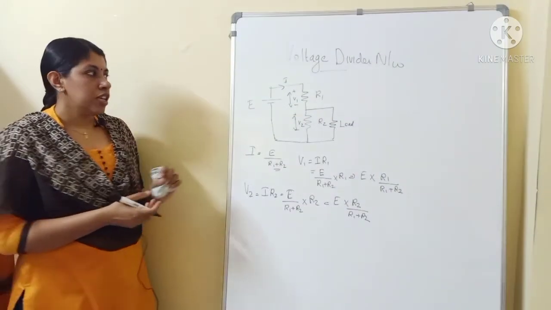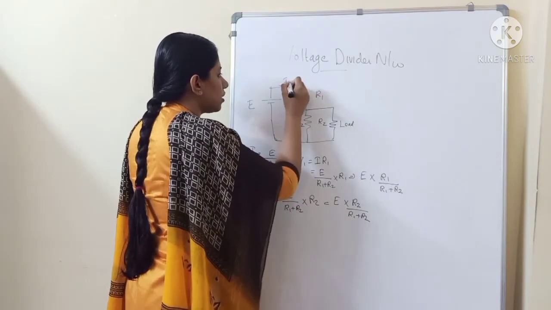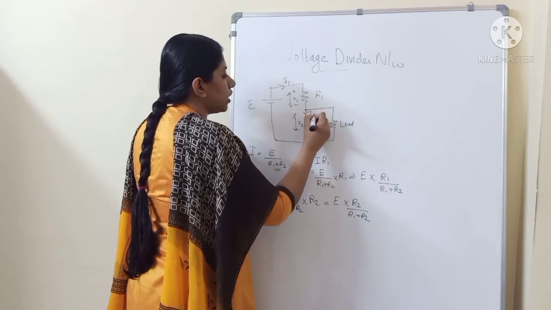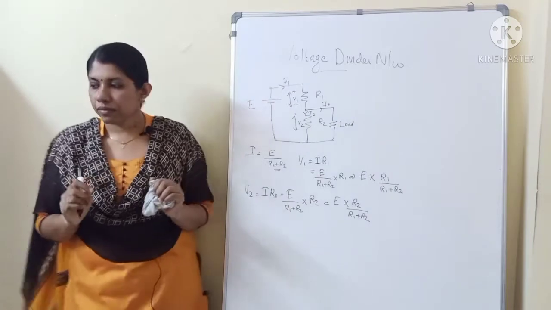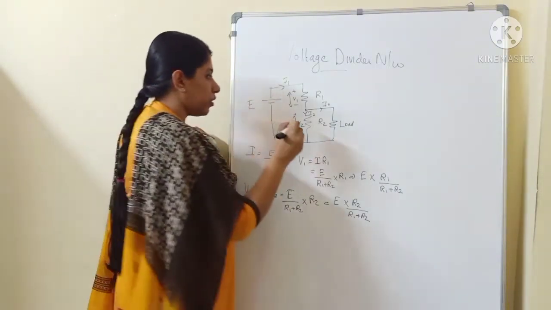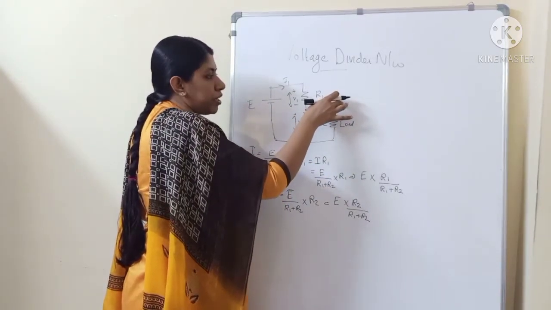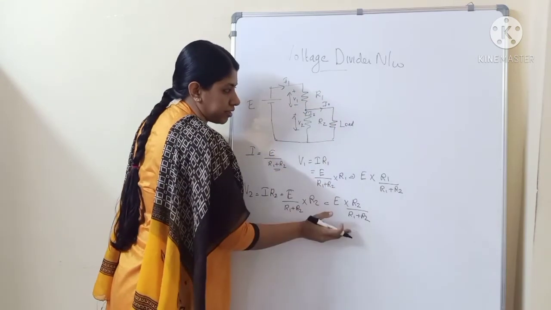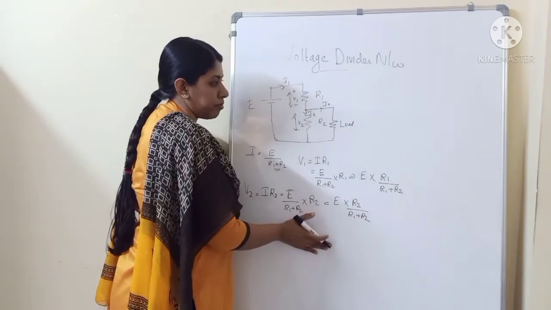No, because if you see it closely, suppose this is current I1. At this point, I1 will divide into two: I2 and another as a load current I0. So this rule can be applied only if this particular value is neglected. If this portion is not there, then this is correct. But if we are considering a load also, then this cannot be applied directly.